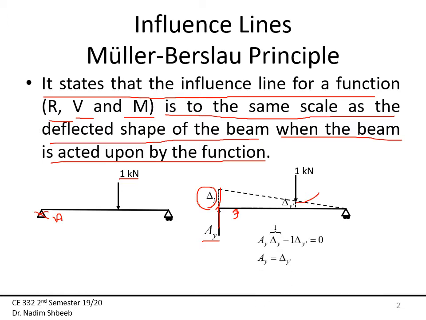Since the beam is in equilibrium, and therefore it does not move, the virtual work sum must be equal to 0. So if this is my virtual deflection, which I made equal to 1 unit, then AY times that, plus 1 times this deflection right here, delta y prime, is equal to 0. Since this is 1 unit, then AY is equal to delta y prime. Interesting. So the value of the reaction due to this load right here is equal to the value of this deflection right here.